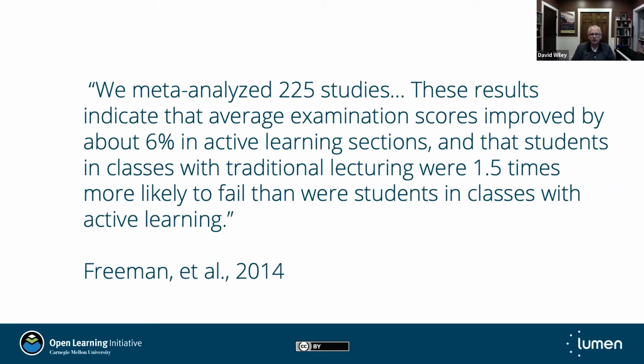And you can see here that when active learning was being used, students' scores improved by 6% on their exams, and students in the traditional, non-active learning settings were 1.5 times more likely to fail than students in the active learning settings. And again, this is from a meta-analysis of 225 studies. So the effects of active learning are very well documented, very stable, and very high impact. That's part of why we're having such an emphasis on it here in the webinar.